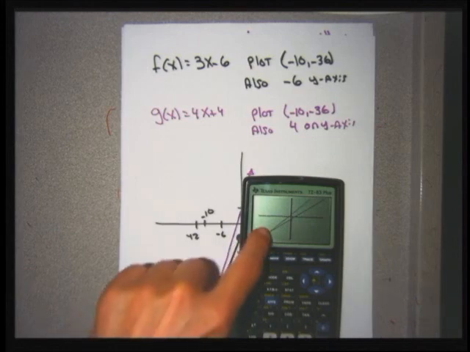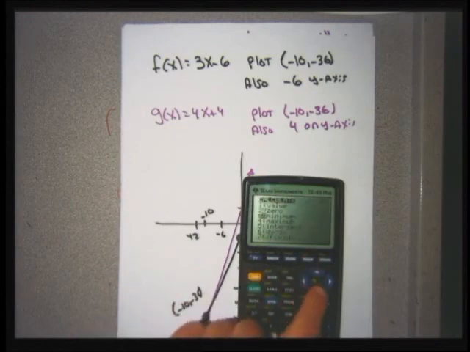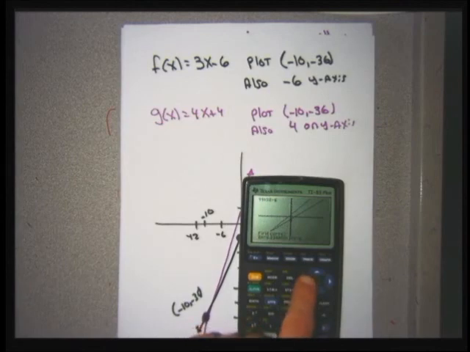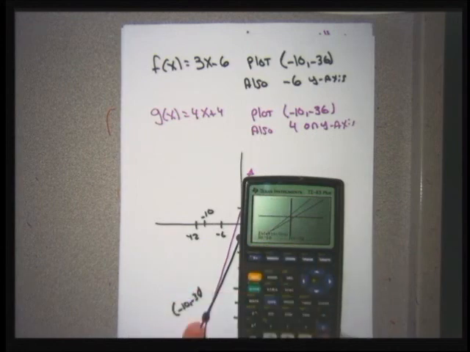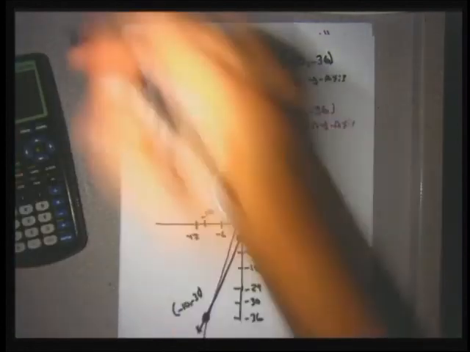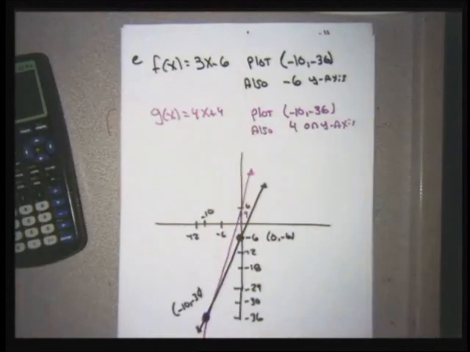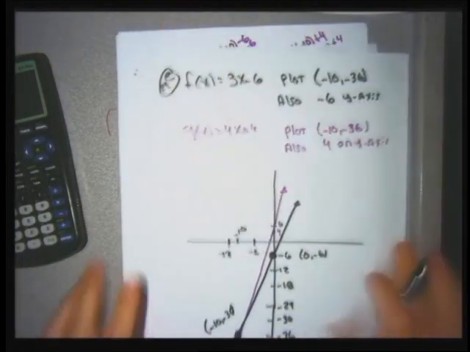I'll show you that this point is the right point by going second, calc, going down to option 5 that says intersect, and then I trace, and I get as close as I can to the intersection point, which isn't too terribly close. Hit enter 1 time, 2 times, 3 times, and it tells me that they intersect at the point -10, -36, and I did exactly what I set out to do. So this was part E of question 14. It's the graph that was asked for.